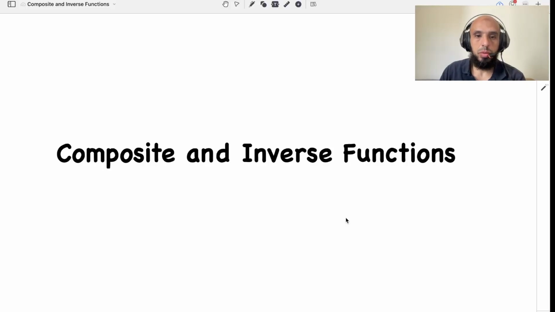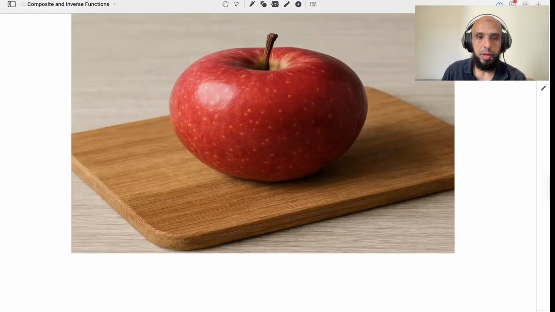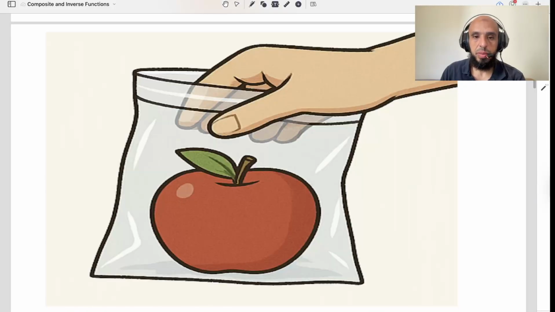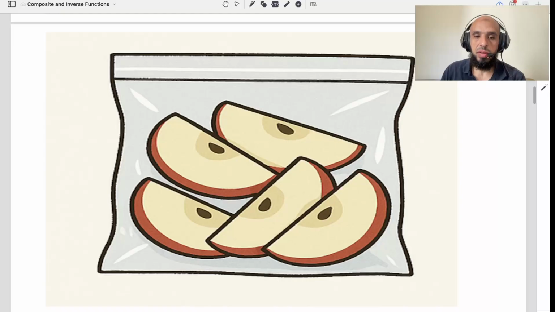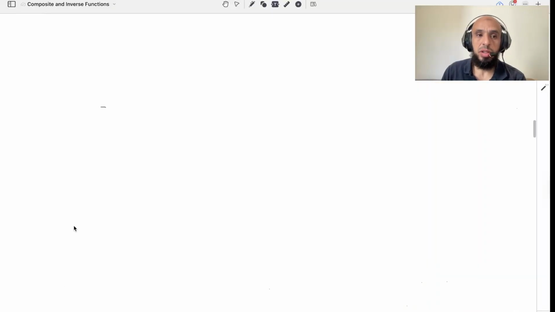Today we are going to talk about composite and inverse functions. So what are composite and inverse functions? Suppose that you have an apple and you want to slice it, and you want also to put it in a bag. So you can first slice it and then put it in a bag. And you can put it in a bag and then slice it, which is not a very practical thing to do, but this is just an example. So what we did here is doing something that we call in math a composite function.